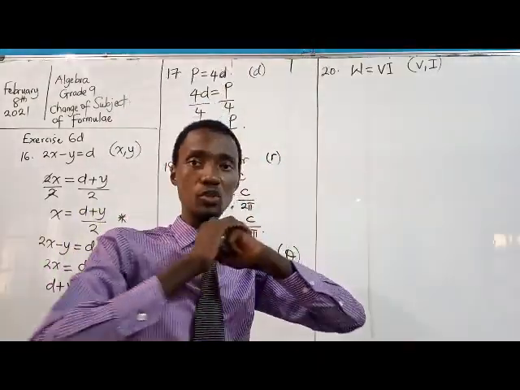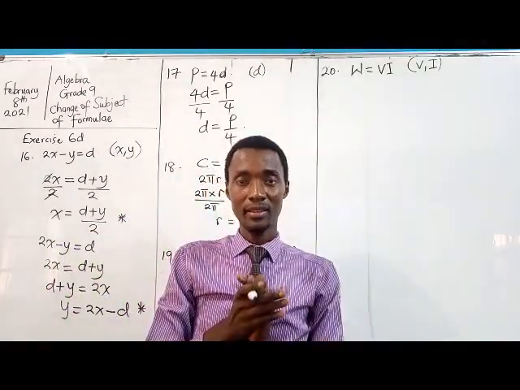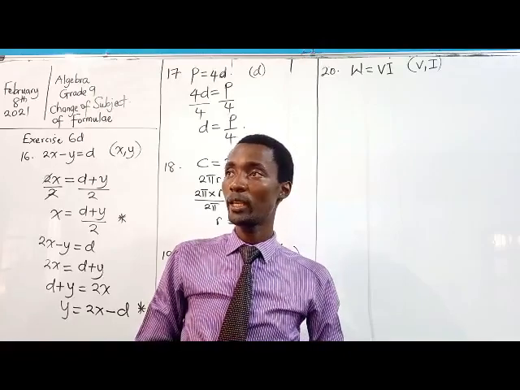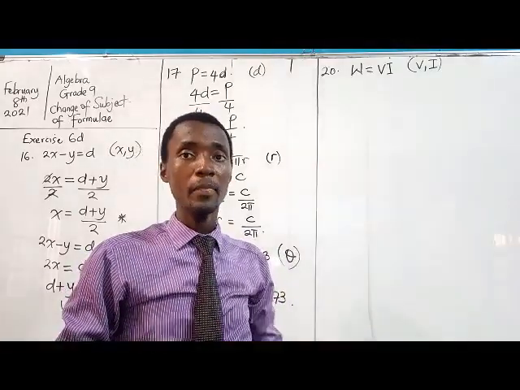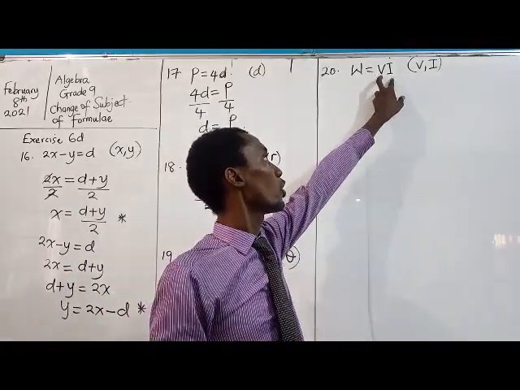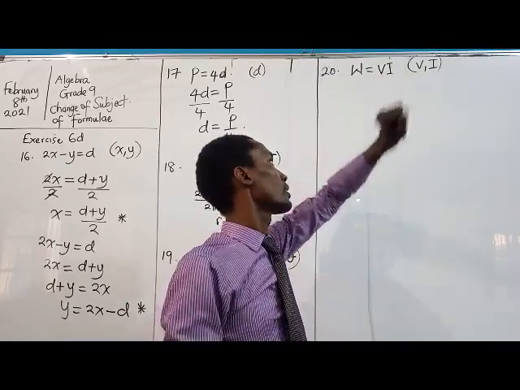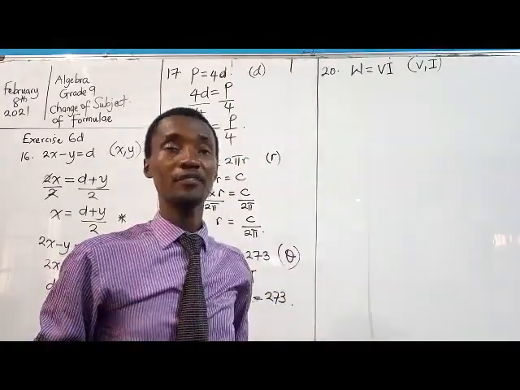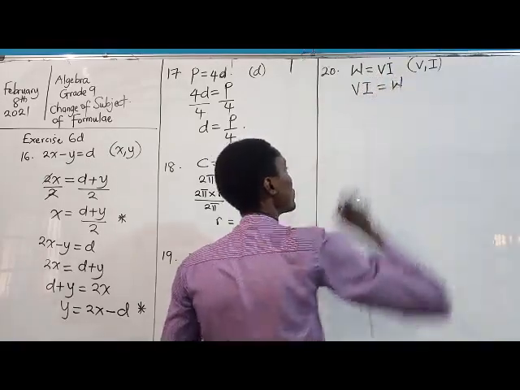Now, we're trying to handle question 20 where we have W equal to VI. VI is not Victoria Island, so don't think we're in Lagos, we're still in Port Harcourt. So W equal to VI, and the first thing you want to do is to move your right hand side so that it becomes your left hand side. So that will mean VI equal to W.